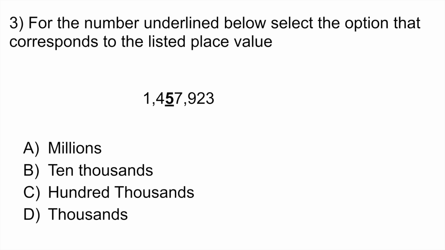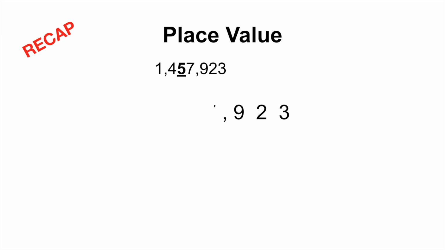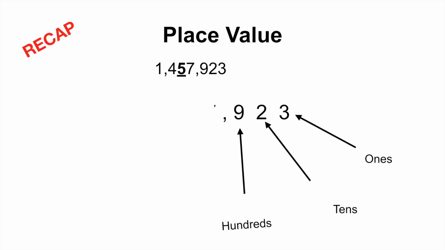For the number underlined below, select the option that corresponds to the listed place value. So let's remind ourselves a little bit about place values. Let's look at everything that's to the right of the first comma. If I told you that's going to be your pay for this week, that's very easy for you to know how much you're earning, right? $923. So you know that this place is the hundreds place, that's the tens, and that's the ones. That's what they mean by place values, where each of these values falls.